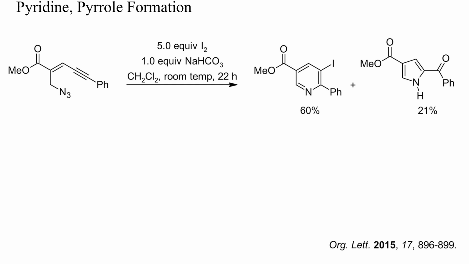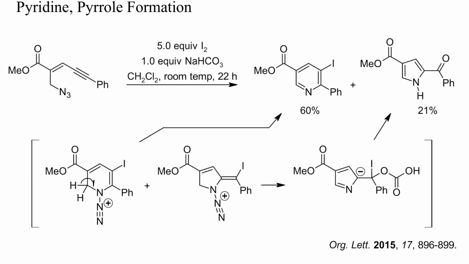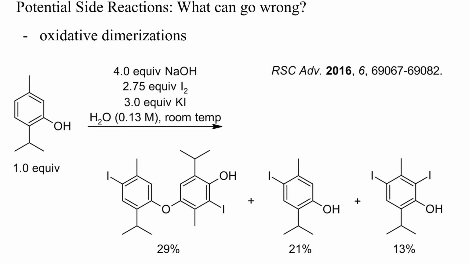Another approach to 3-iodopyridines is iodination of certain acetylenic acids. In this example, a mixture of a pyridine and a pyrrole was obtained. This mixture was formed because the azido group added to the alkyne with low regioselectivity. What about potential side reactions?